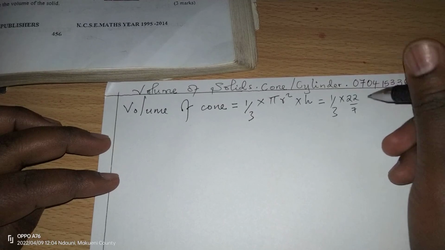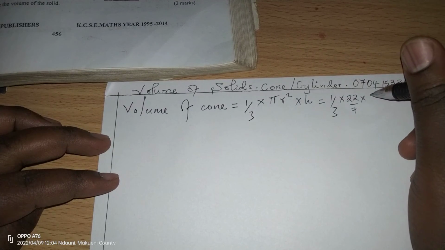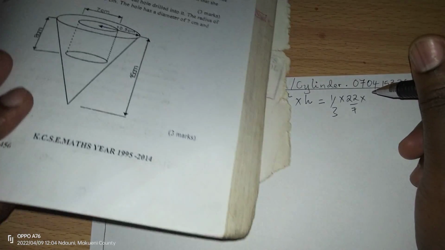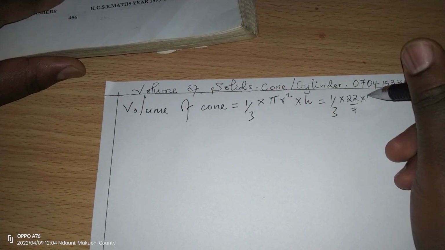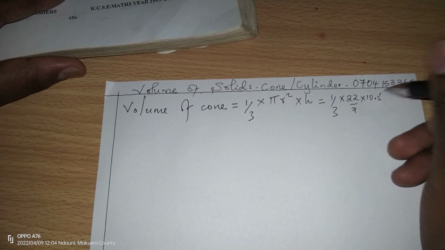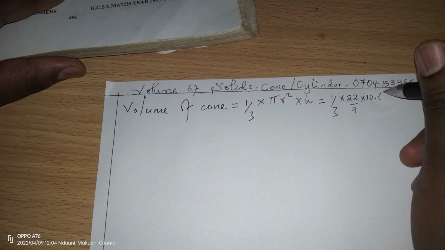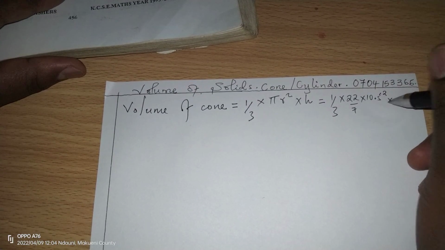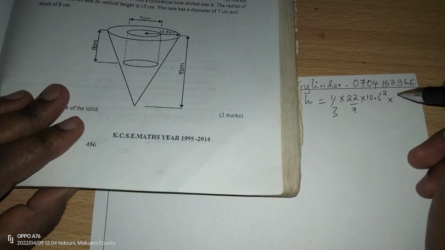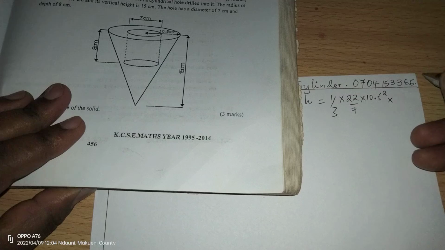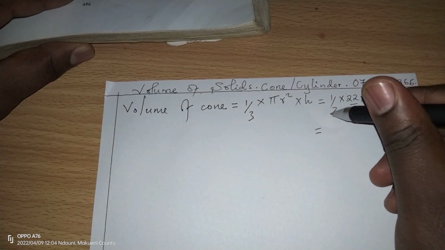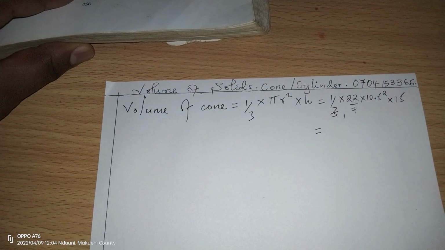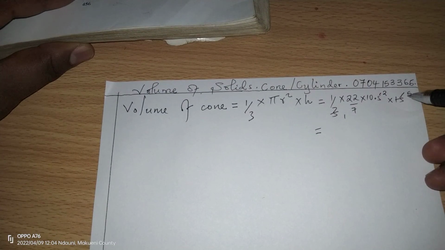We can choose 22 over 7 as the pi, times the radius of the cone. The cone is of radius 10.5 centimeters. Therefore, 10.5 centimeters, this one has to be squared. Then multiplied by the height of the cone, which is 15 centimeters. We can first of all simplify. By 3, we get 1, and by 3 here we get 5.